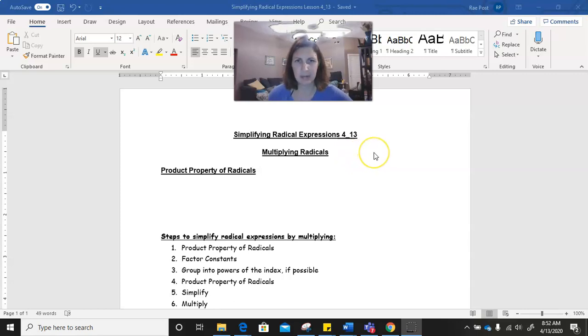Today is Monday, April 13th, and we're going to continue working on multiplying radicals. So we're going to use what we started last week and we're going to add to it. Our goal is to get you to where you can actually solve radical equations. So we're going to work on solving these square root or nth root, whatever kind of index you have, but you're actually going to solve these with an equal sign, solving for a particular variable.